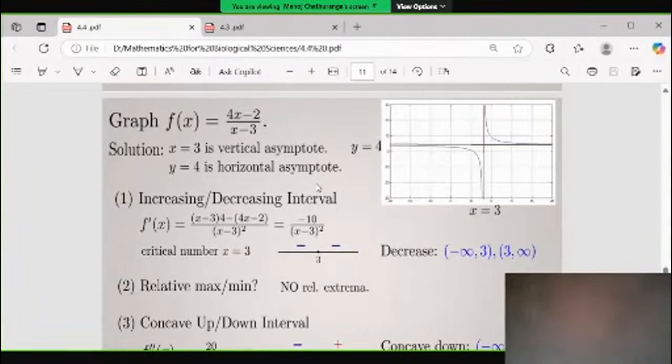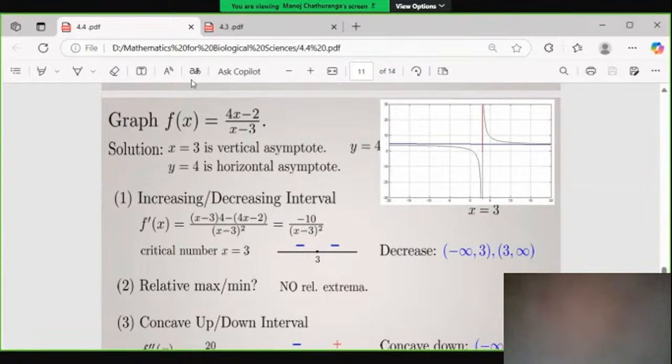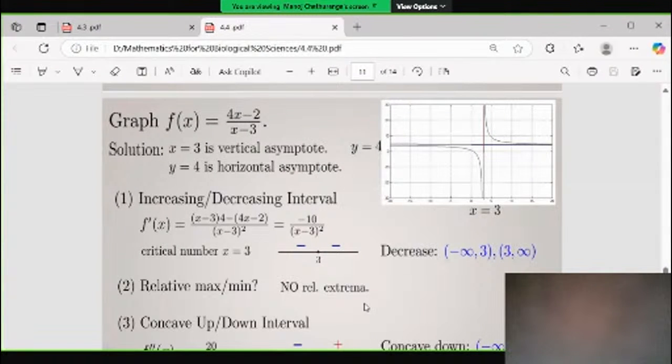So even though we learn this as a tool for sketching graphs, it is really a tool for studying functions.